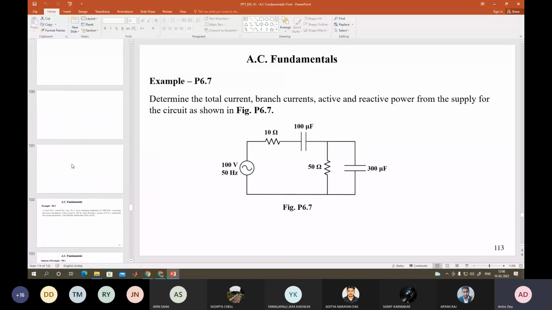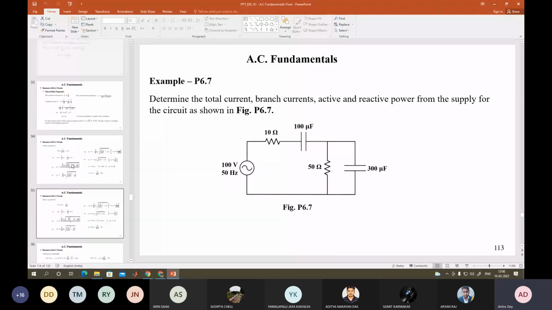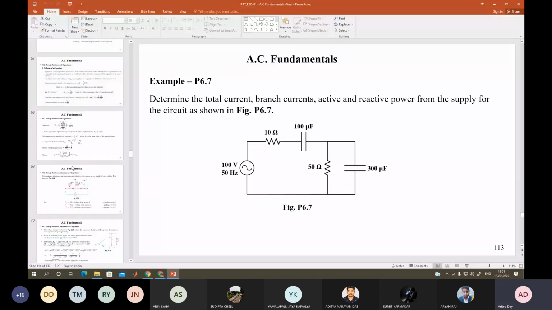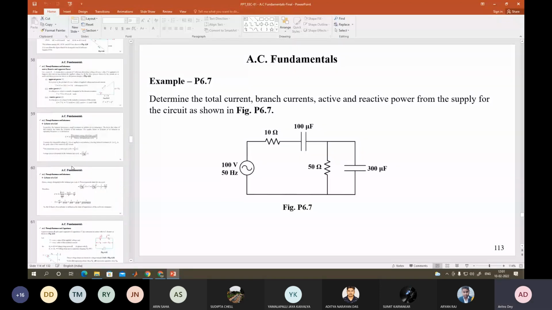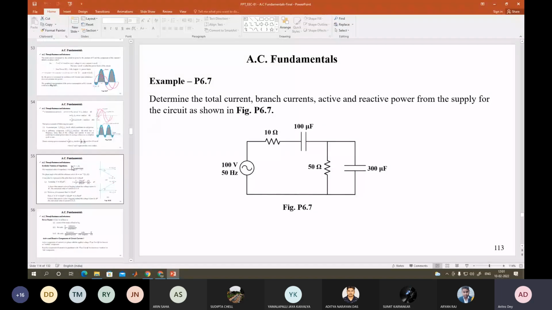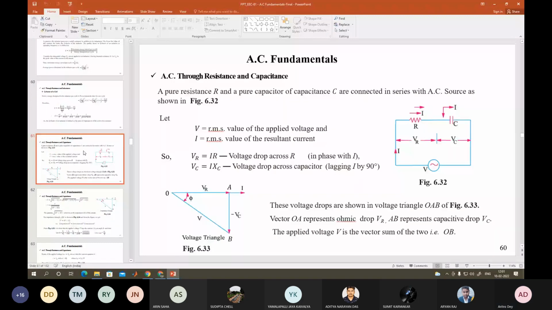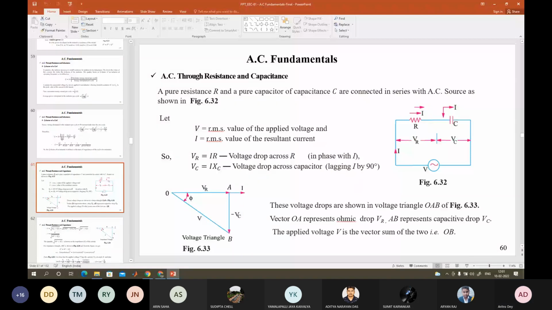So in our last class, we discussed the series RL circuit. In today's class, we'll go through series RC and then RLC together in series, and a bit of the parallel RLC circuit. Okay, so we should start from here.